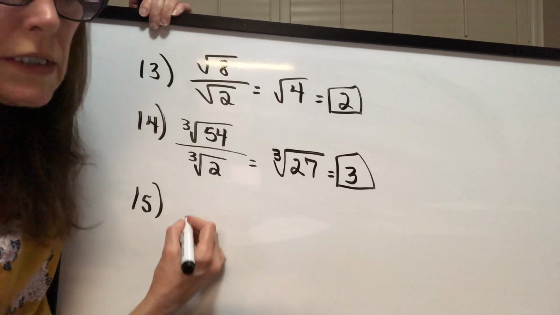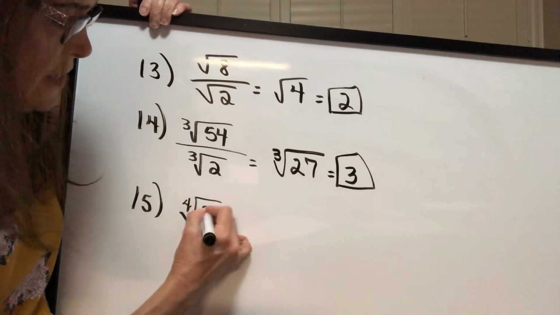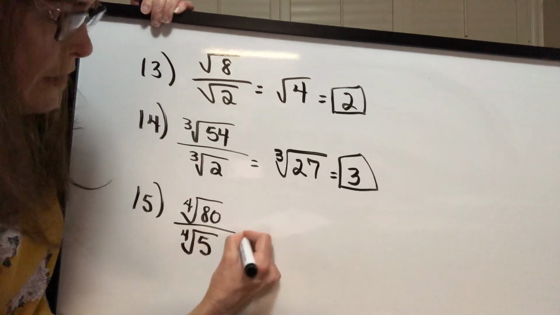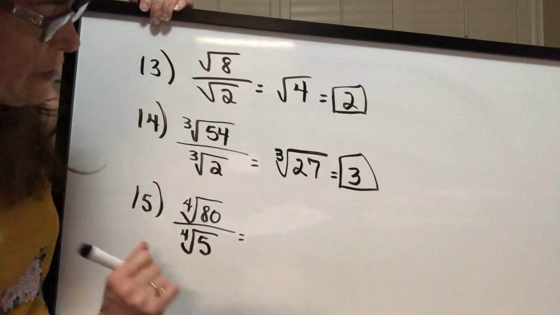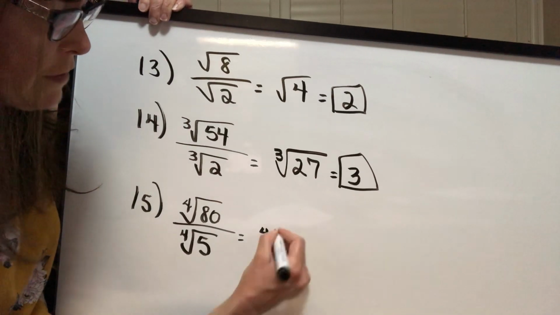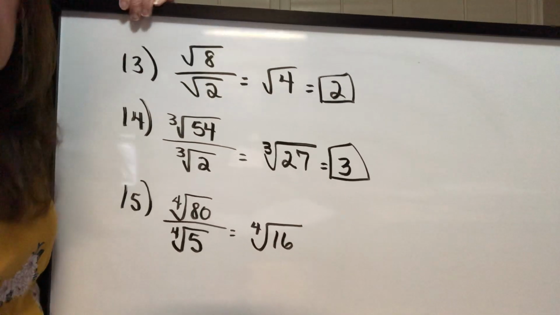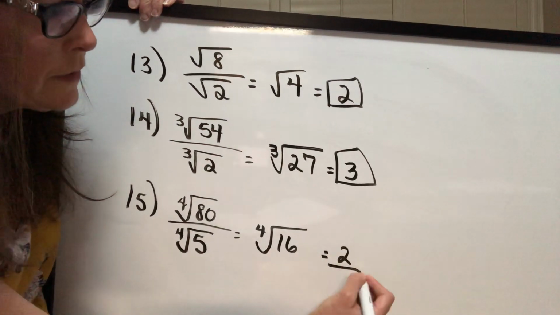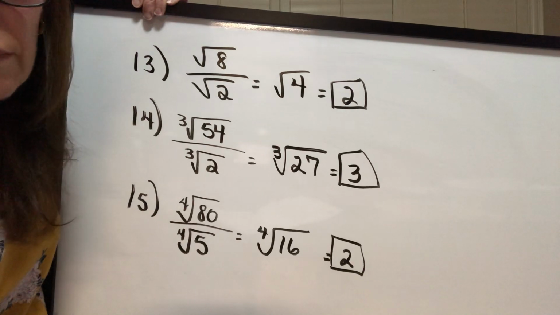And number 15, the fourth root of 80 divided by the fourth root of 5. They're both fourth roots, so you would be able to divide them. 80 divided by 5 is 16. And if you were to type in your calculator, fourth root of 16, you would get the answer 2. So all of those were whole numbers.